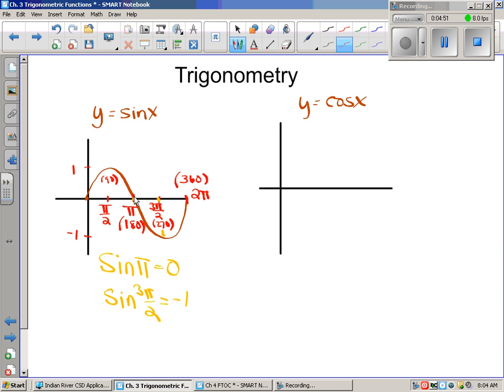It, too, goes around and around. This one, however, instead of starting at 0, cosine starts at 1. And so we're going to start at 1. We come down, we go back up to where we started from.